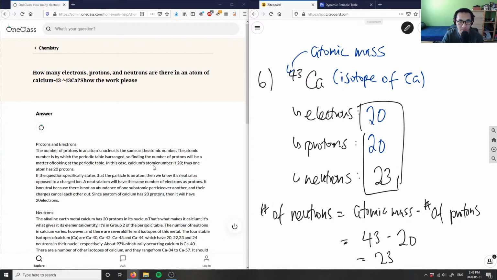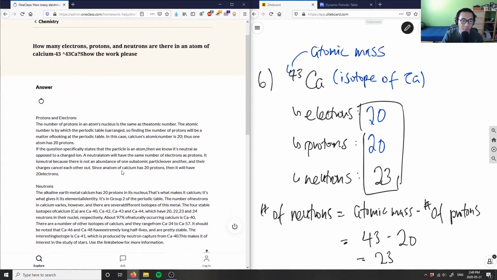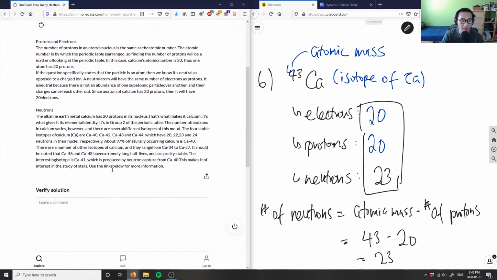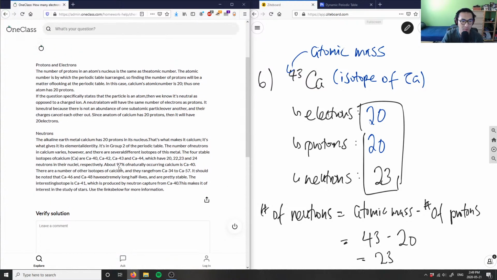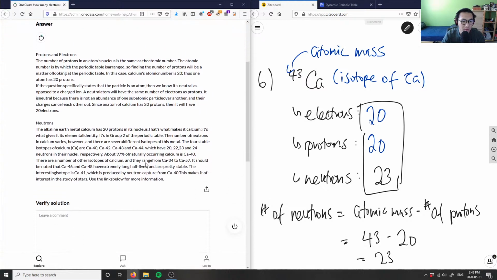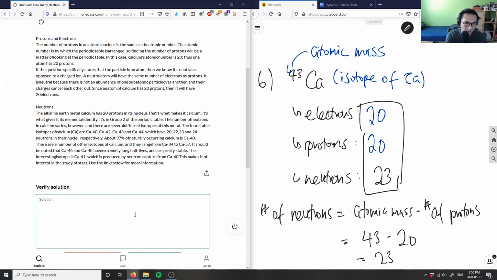So let's look at the solution here. Calcium atomic number is 20, so it has 20 protons, which is good. If there's no charge here, it will also have 20 electrons, so they cancel out, which is good. And finally, we can say that there are how many neutrons here? Neutrons, 4 stable isotopes, which is good. I don't think they actually said number of neutrons here. So let me say the solution is incomplete here.